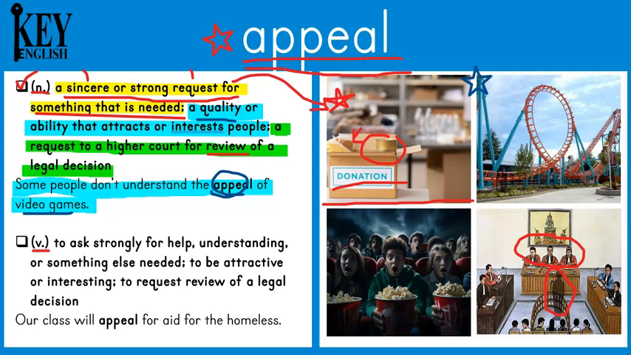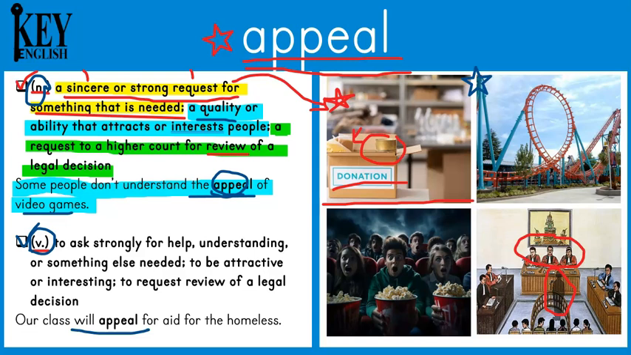Now, we can also use the word appeal as a verb. The meaning is the same. The only thing that changes is we're using it as a verb instead of as a noun. So instead of referring to it as the appeal, it now turns into an action, like this example sentence, our class will appeal for aid for the homeless.